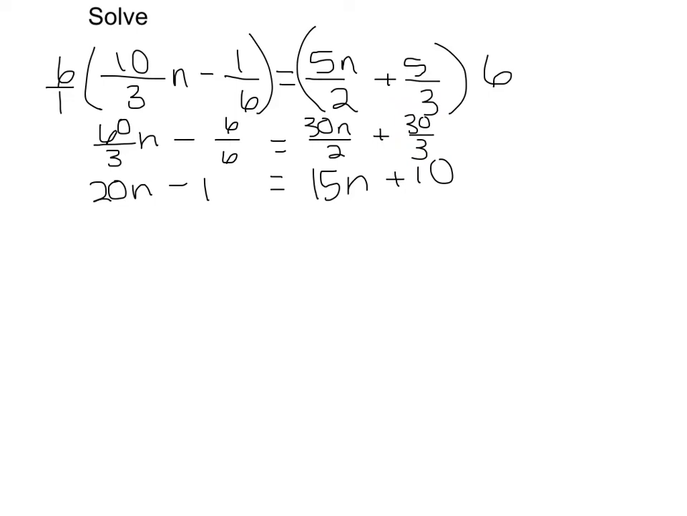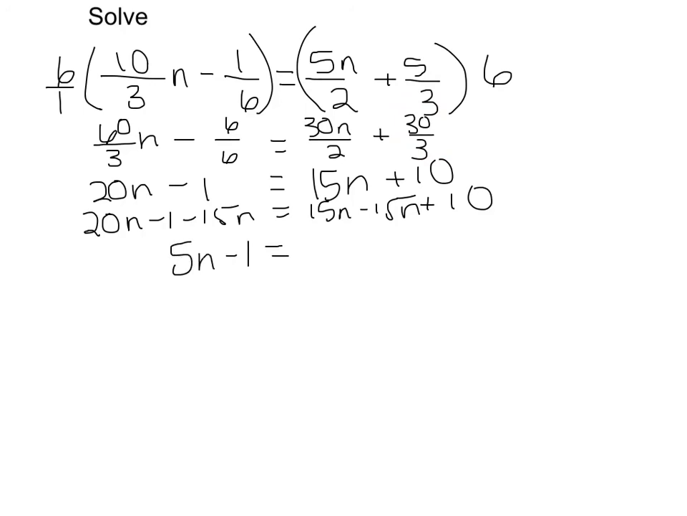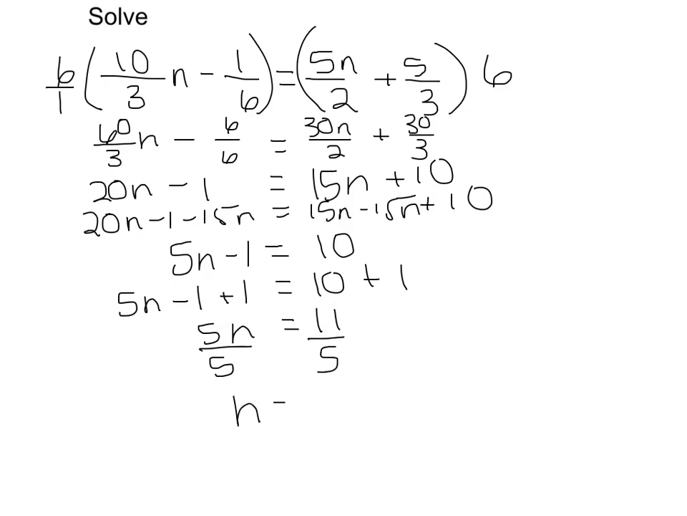Again, I want to add or subtract to get my variables on one side of the equation and my constants on the other side of the equation. Now again, it doesn't matter if I choose to have my variables on the left side or the right side. In this case, I'm choosing to have my variables on the left, but it wouldn't matter either way. Since I chose for my variables to be on the left, then I have to choose for my constants to be on the right. So I need to add the 1 to both sides of my equal sign. I'm left with 5n equals 11. Divide both sides of my equation by 5, and I get n equals 11/5.